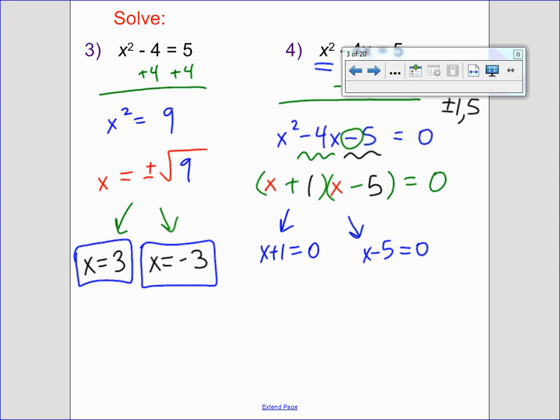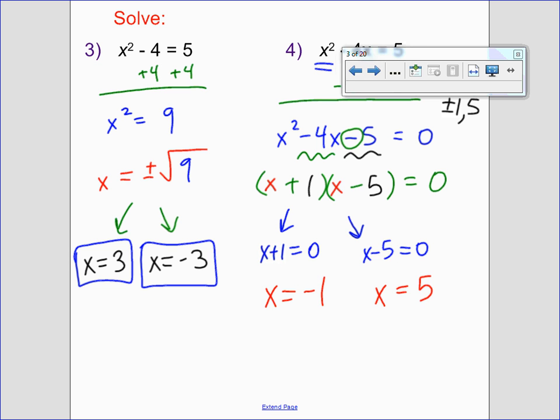There may be more or fewer inverse operations after the fact, depending upon what your factor is. In this case, we're a one-stepper. I can subtract 1 from both sides and get x equals negative 1. On the right side, I can add 5 to both sides and get x equals 5.